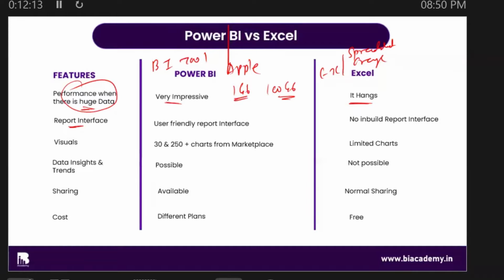Talking about the report interface, because Power BI is a BI tool, it has a good user interface. When you open Power BI Desktop, you'll see everything is very neat and clean. It looks like a proper interface, where you can create reports. But Excel does not have any report interface. Excel has a spreadsheet with boxes, and you need to create the report inside these boxes, right?